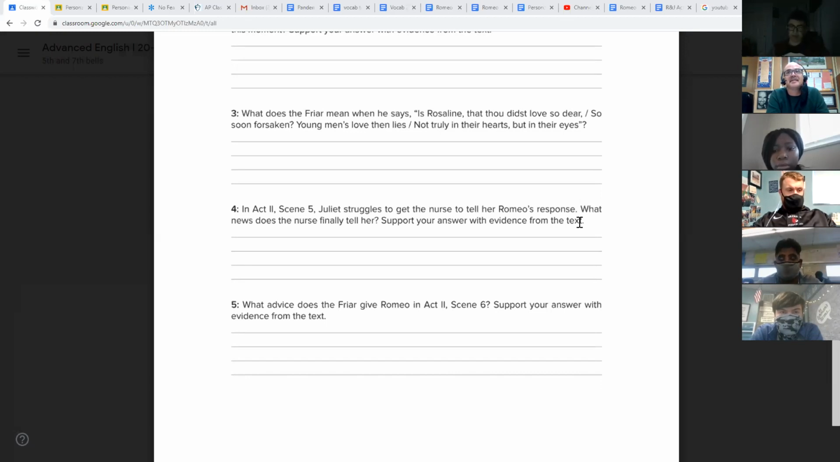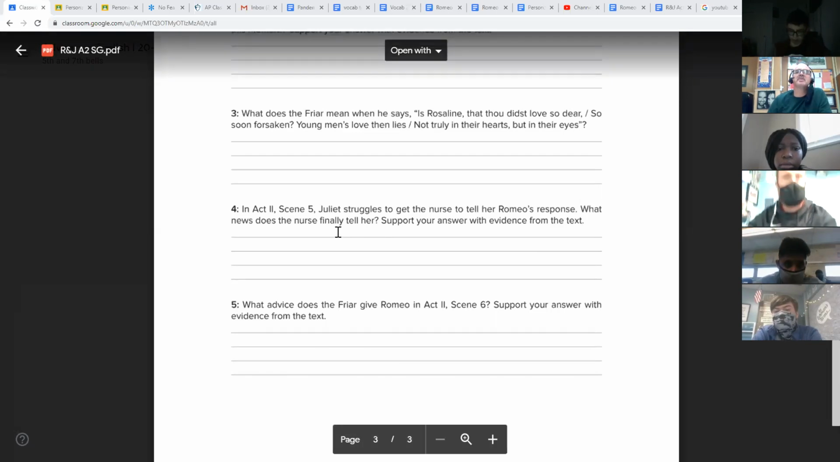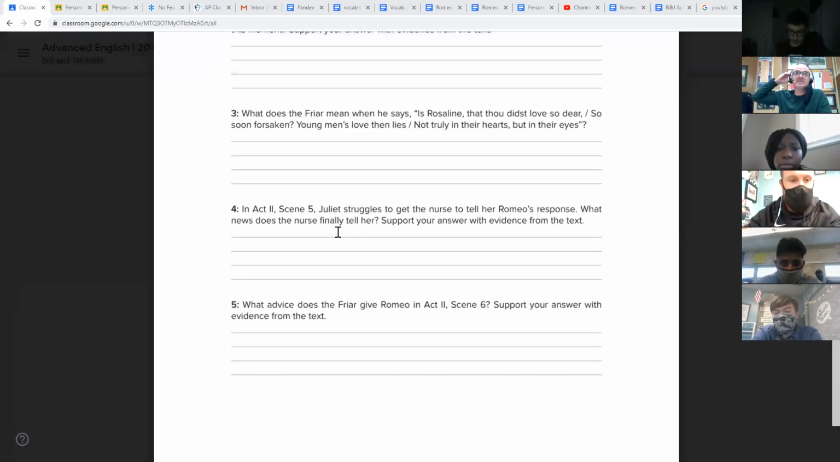Which is kind of crazy, because they just met last night. What are they doing? What's the friar going to do for them there? He's going to marry them, like now. They met last night and he's marrying them the next day. And so that makes Juliet, when the nurse comes back and tells her, absolutely delighted, right?